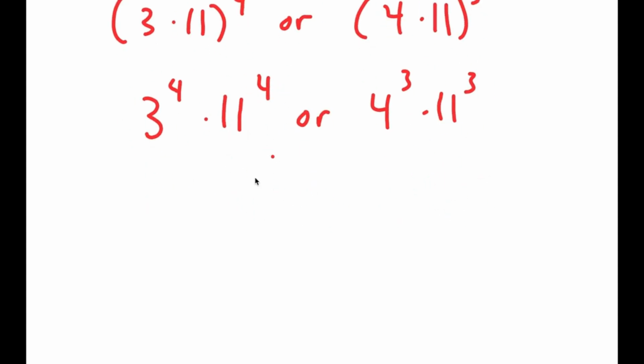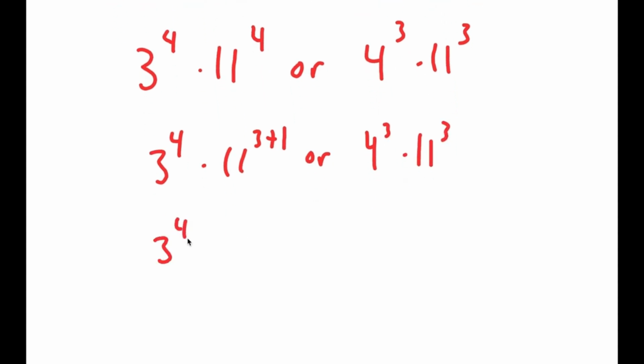Now, 11 to the power of 4, I'm going to rewrite as 11 to the power of 3 plus 1. So now I get 3 to the power of 4 times 11 to the power of 3 times 11, because 11 to the power of 3 plus 1 is equal to 11 to the power of 3 times 11. Or I still have 4 to the power of 3 times 11 to the power of 3.